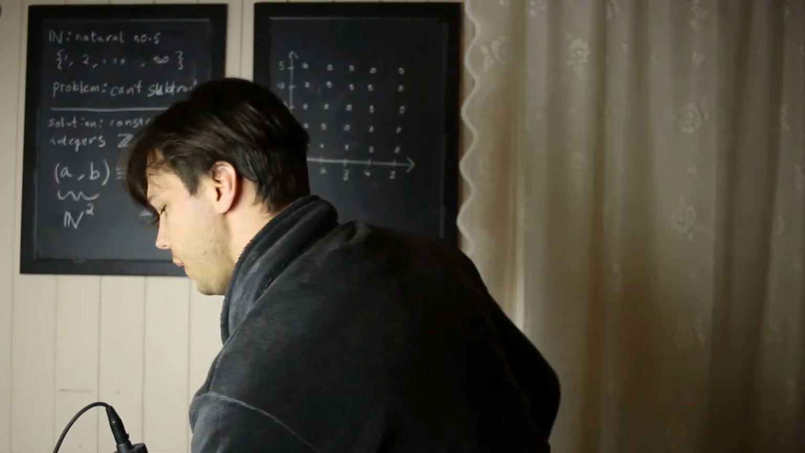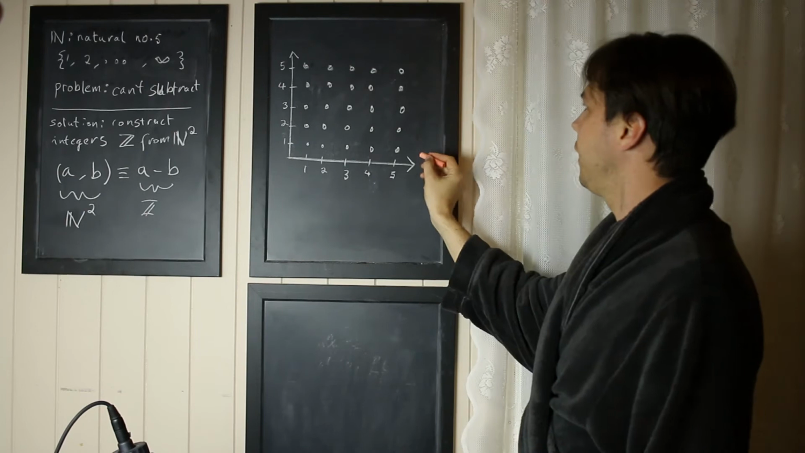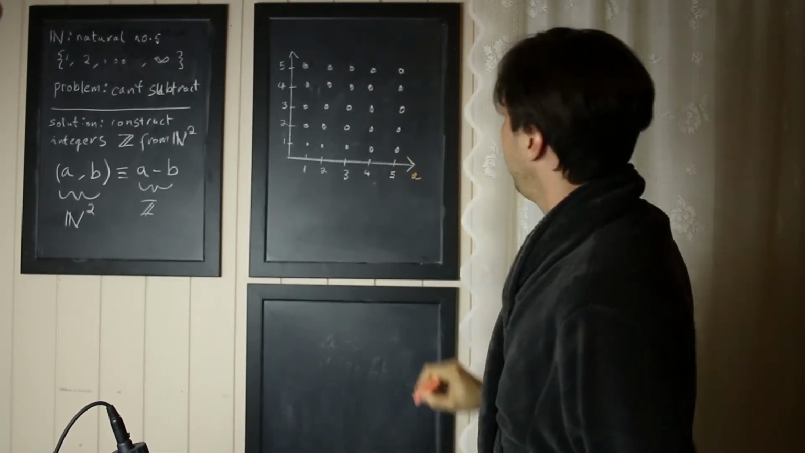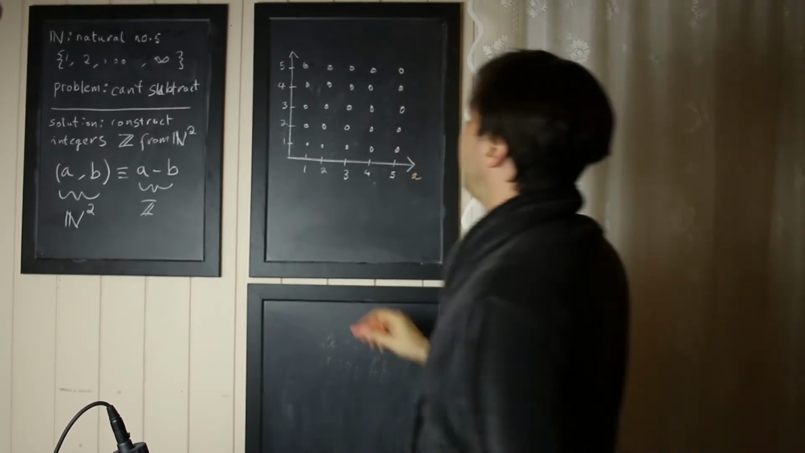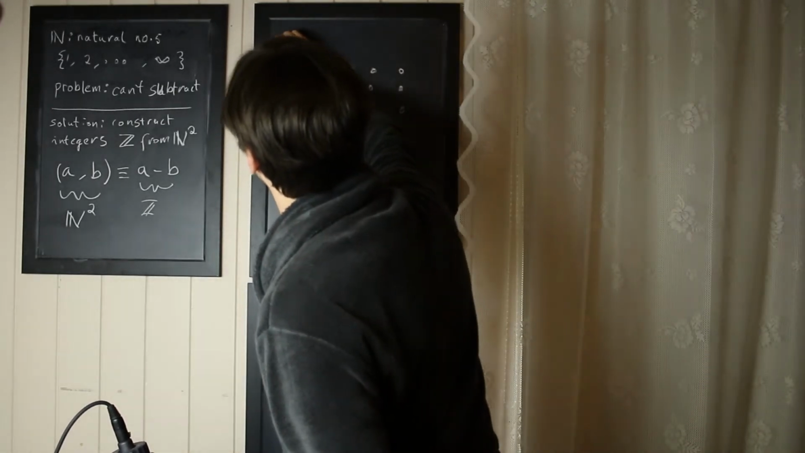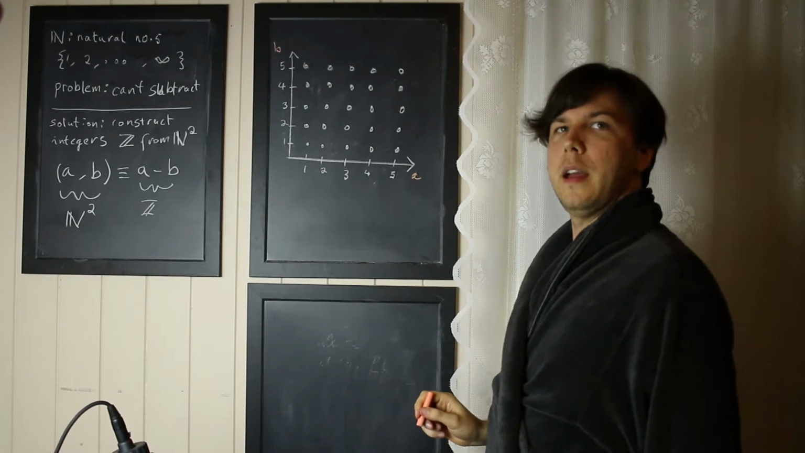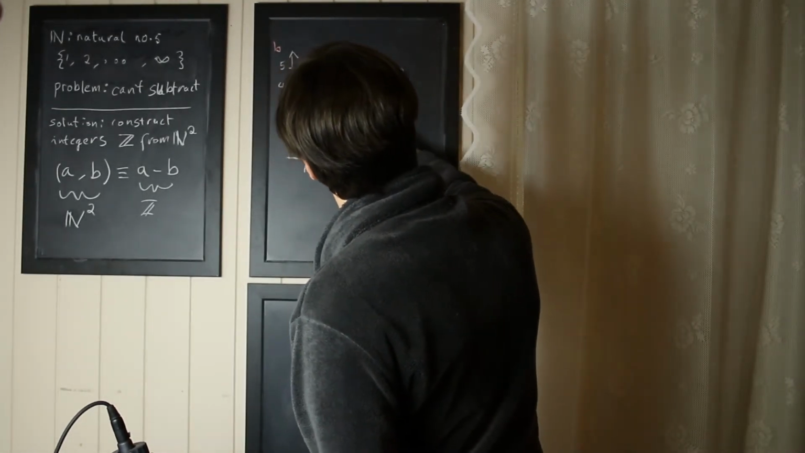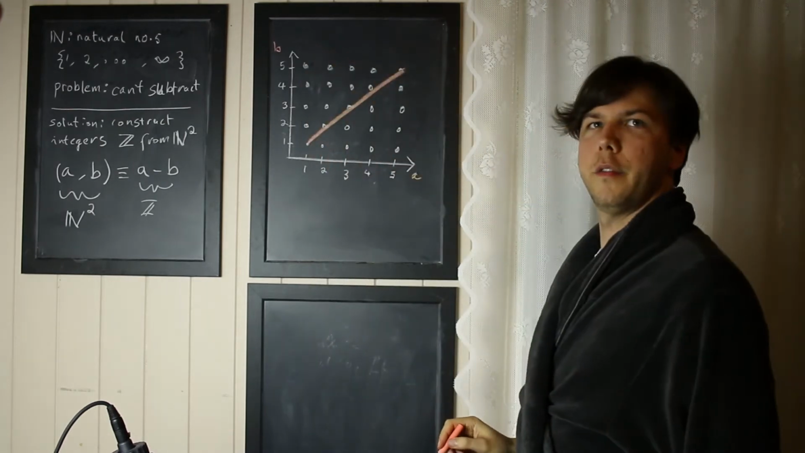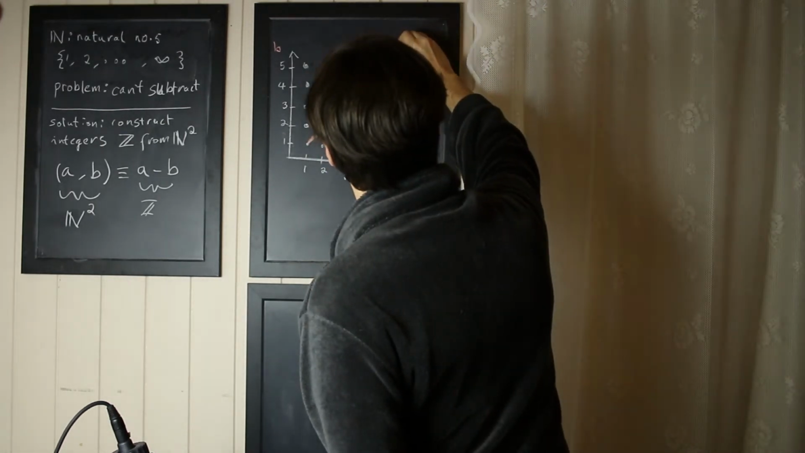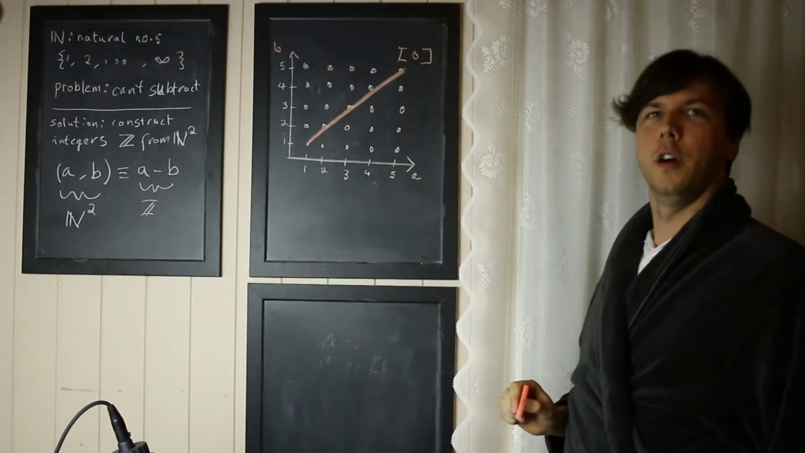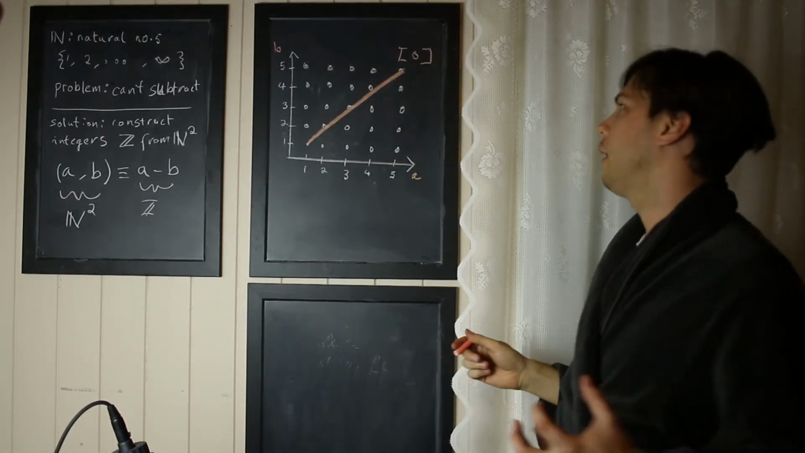Let's look at the equivalence classes of these. I've got this graph here. Let's say that this axis represents A, the positive part, and this represents B, the negative part. If we look at everywhere where the positive part is equal to the negative part, it's this set of numbers, the equivalence class of 0. All the positives and negatives balance out.